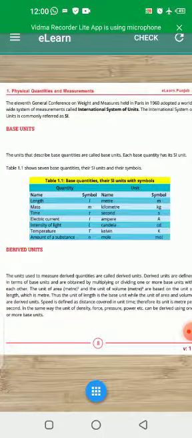All these things are given in the table. You have to learn all these unit symbols which are used for the units and which are used to express the quantity. You have to learn this table.